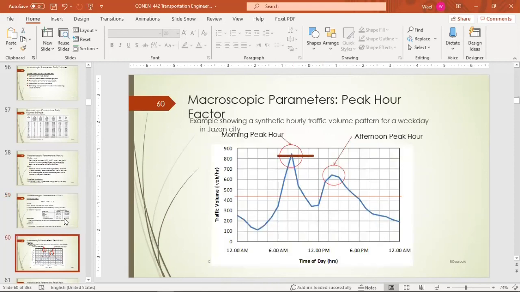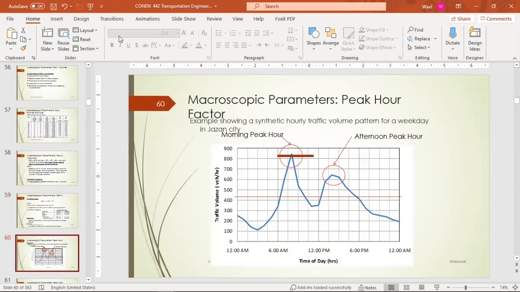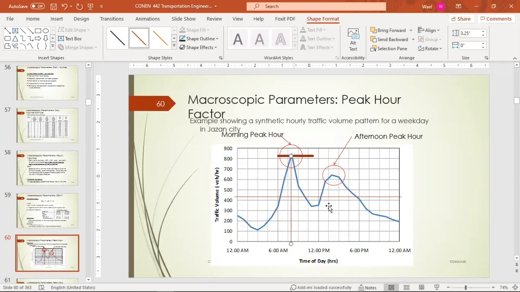So the K, these are the typical values for K. It varies by the facility type, whether it's rural, suburban, urban, radial routes, or circumferential routes. These are the K factors. What is the K? Read it here: the proportion of the traffic volume occurring during peak hour. Basically, that's the K here. This percentage is the K that we use.